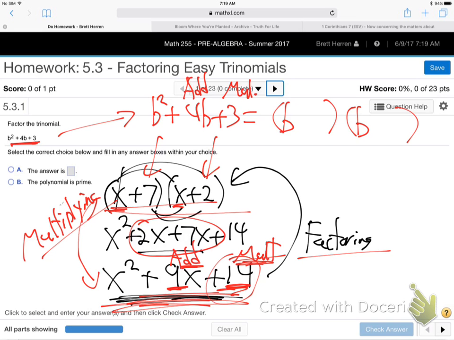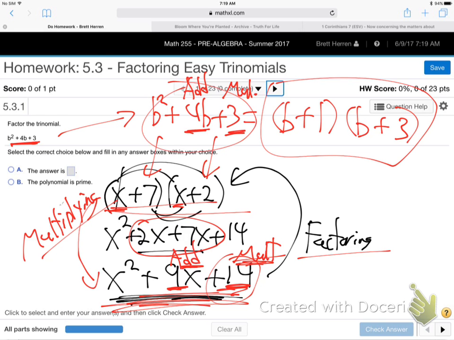1 and 3. What two numbers? What times what is 3? Well, 1 times 3, or 3 times 1. Order doesn't matter at all, either order. Both positive. Positive 1 times positive 3 multiplies to be 3, and 1 plus 3 is 4. And that's it, we're done. And again, either order, you could put the b plus 3 coming first. That's the answer. If you actually multiplied that out, it would become b squared plus 4b plus 3. We just thought it backwards.